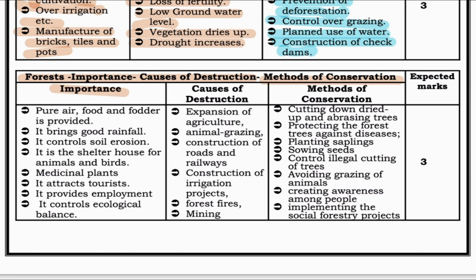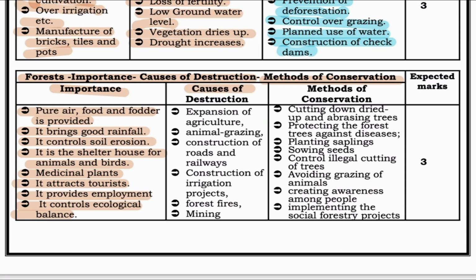Importance: pure air, food and fodder are provided. It brings good rainfall. It controls soil erosion. It is a shelter for animals and birds. Medicinal plants. It attracts tourists. It provides employment. It controls ecological balance.